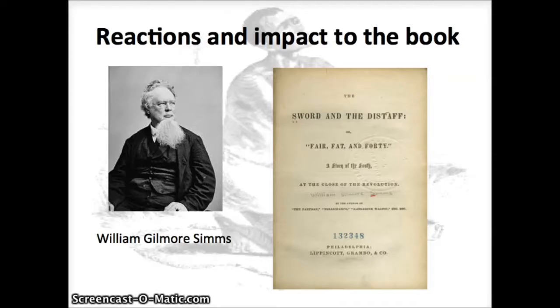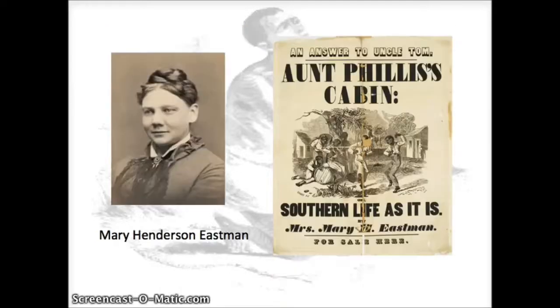So many Southern writers started writing their own novels to prove Stowe was giving wrong information about slavery in the South, because they said that she had never seen with her own eyes that slaves were being mistreated. One of the Southern writers, William Gilmore Simms, wrote an anti-Tom novel named The Sword and the Distaff. Another was Mary Henderson Eastman, who wrote Aunt Phyllis's Cabin.